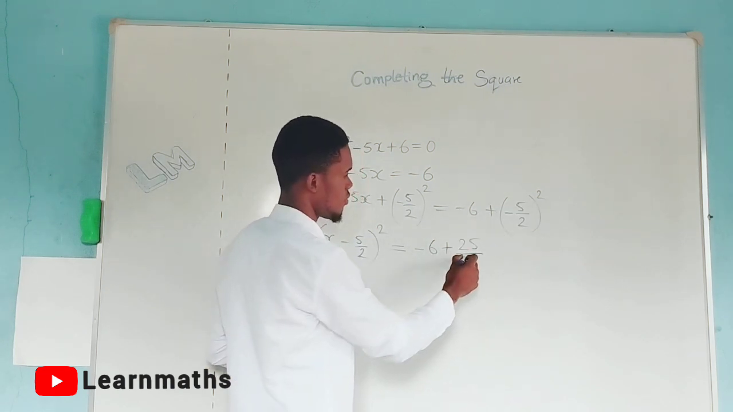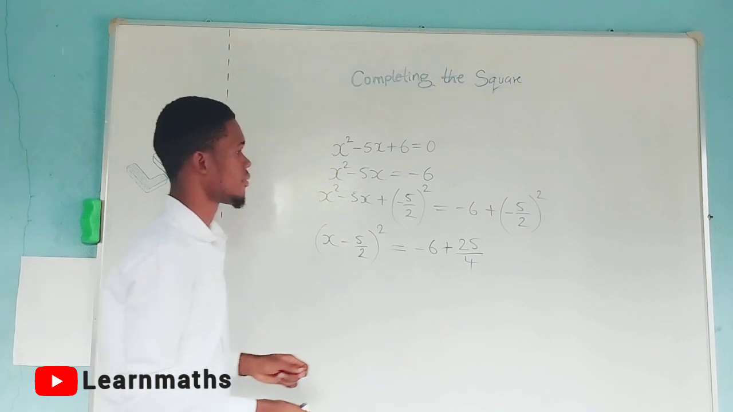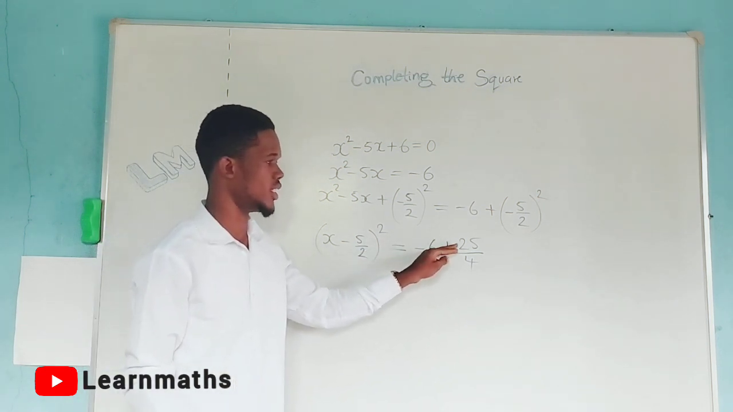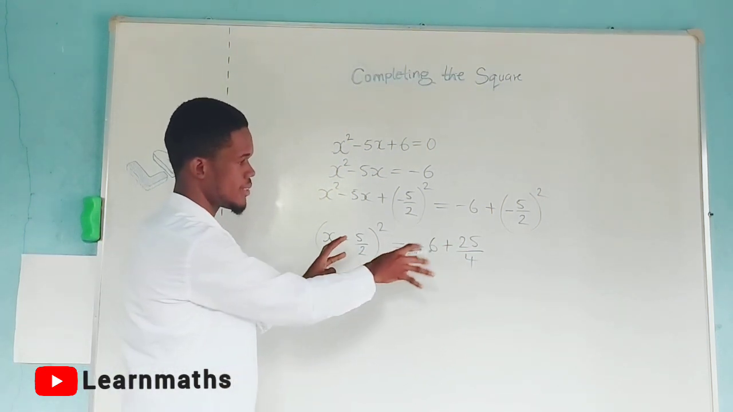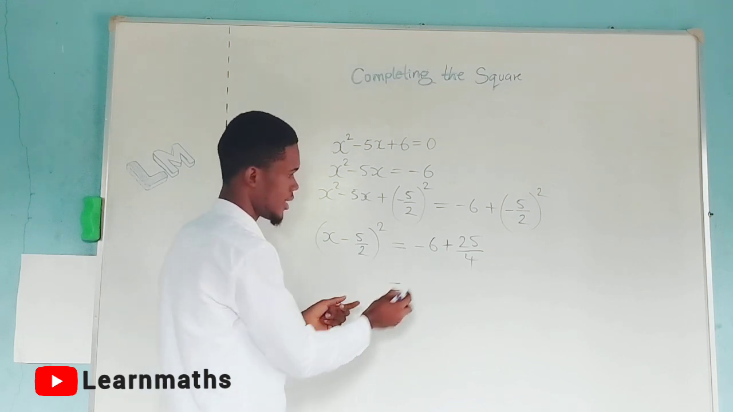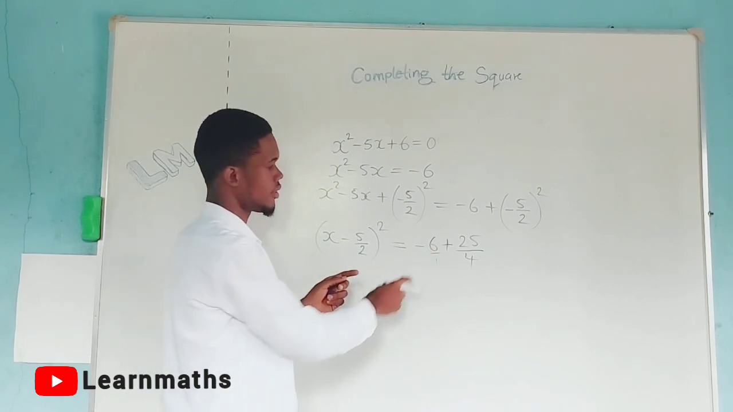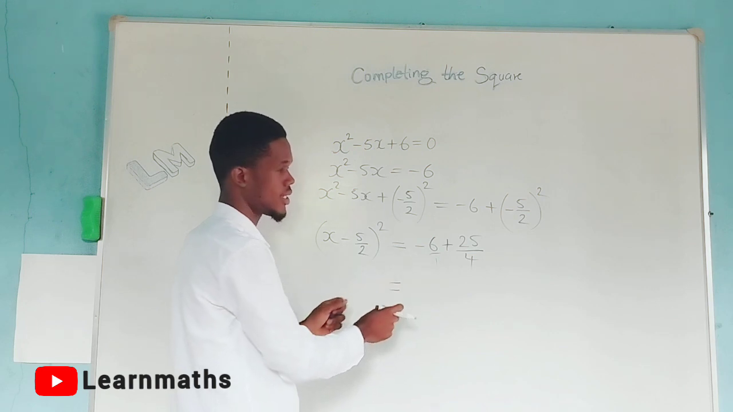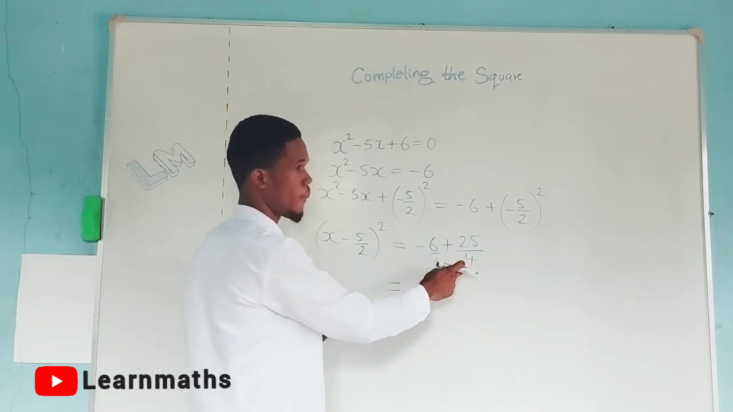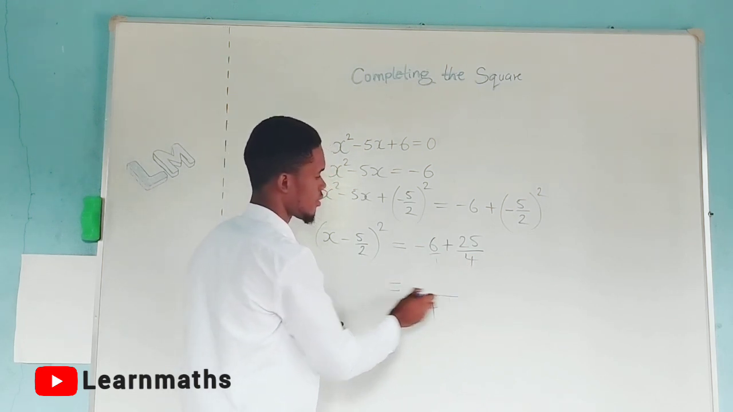That's 2 times 2, 4, right? So we have negative 6 plus 25 over 4. Now let's keep simplifying that right hand side. This negative 6 is negative 6 over 1, right? Now the LCM of 1 and 4 is 4, right?